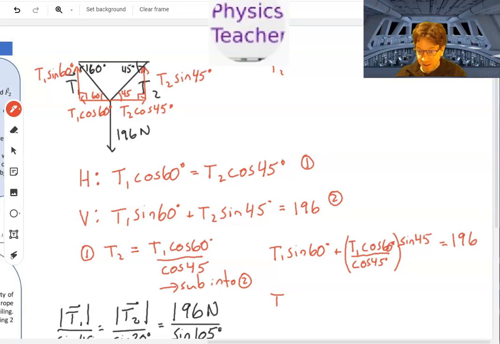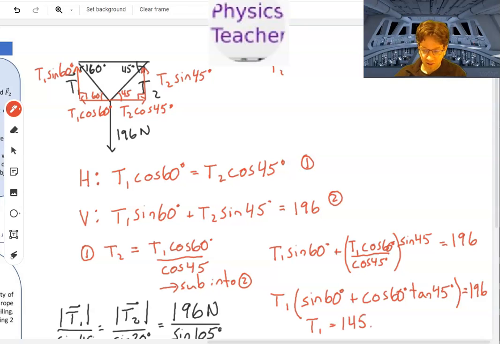And so I can factor out T1, right? In my first term, I just have a sine 60 plus, in my second term, I have a cos 60, and then I have a sine 45 over cos 45. You can leave it as sine 45 over cos 45. Or if you really love trig identities like me, then you can just write it as tan 45. It doesn't matter. Your calculator will give you the same answer either way. Equals 196. Then you can divide both sides by that bracket, shove everything into your calculator, and you'll get T1 equals to 145. Sorry, 143.5. And that would be newtons.